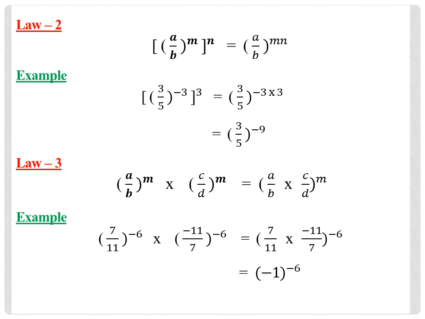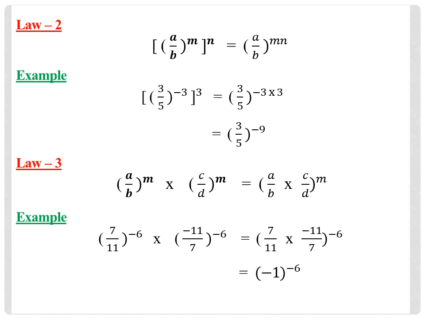Taking an example, here you see that (3/5) raised to power minus 3 and again its power is 3. Both powers, minus 3 and 3, multiply each other and we get (3/5) raised to power minus 9.